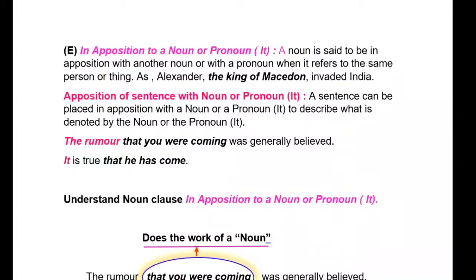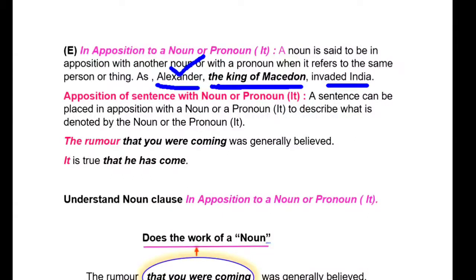The last part of the noun clause is the apposition. What is apposition? A noun is said to be in apposition with another noun or with a pronoun when it refers to the same person or thing. Suppose I want to say: Alexander, the king of Macedon, invaded India. This is the apposition of the noun Alexander. That means similar or the same rank. It refers to the same person or thing.